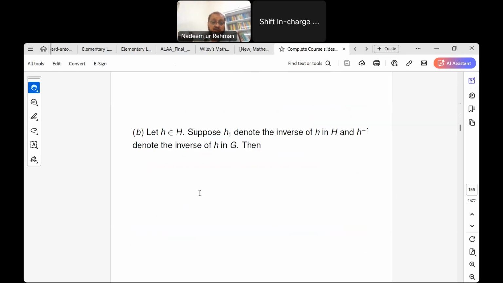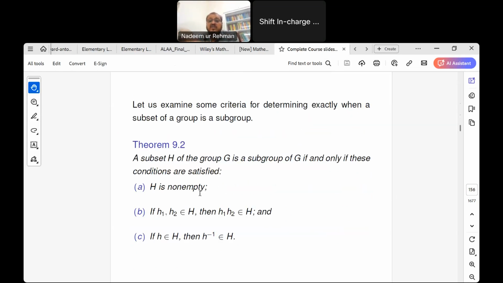And then we have another criterion. We take any non-empty subset H of a group G. It is called a subgroup if H is non-empty and closed under the operation, whatever the operation of G is, and if h is an element of H, then h inverse is also an element of H.